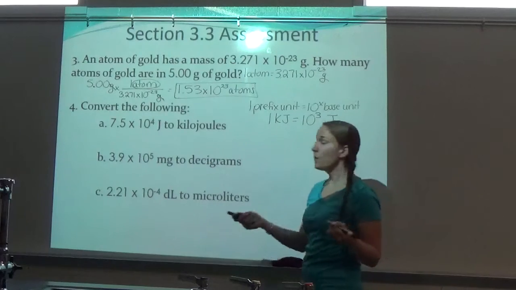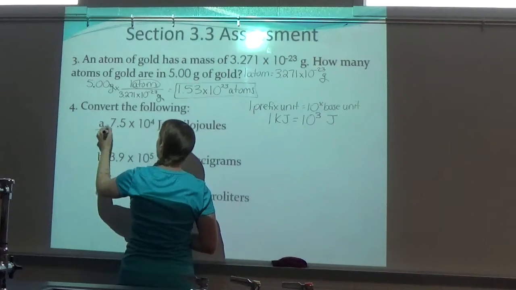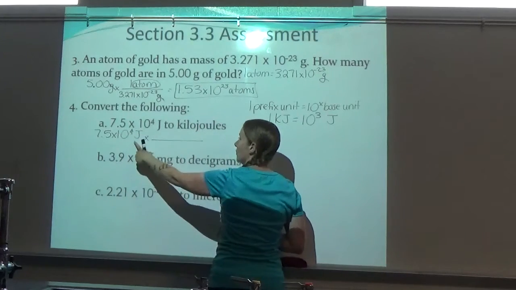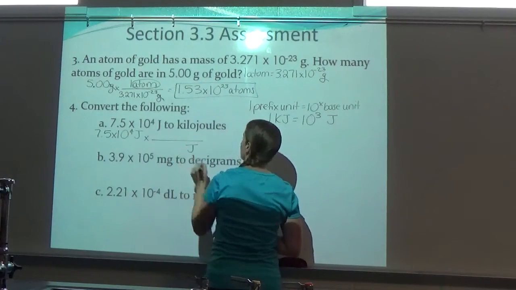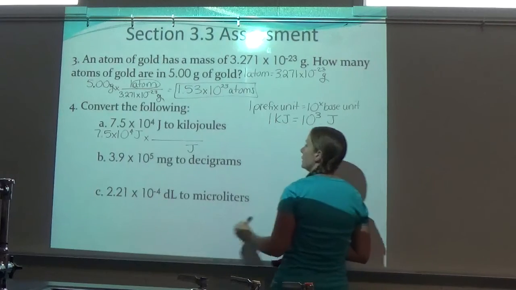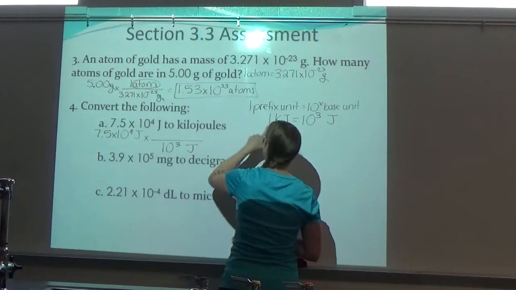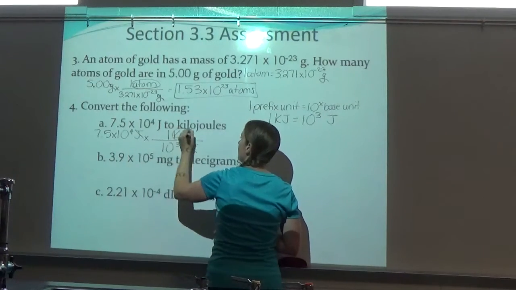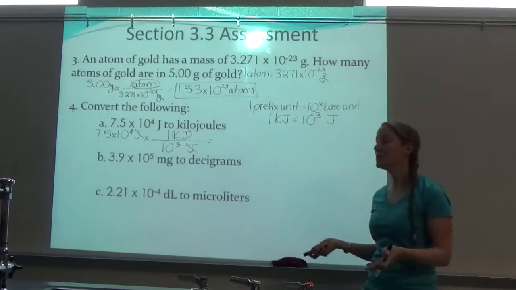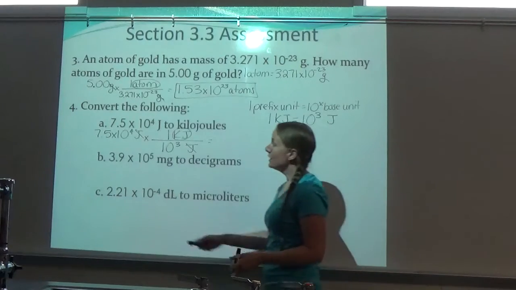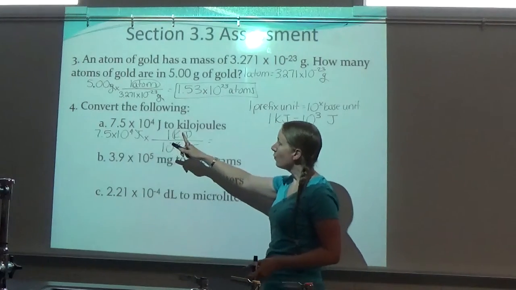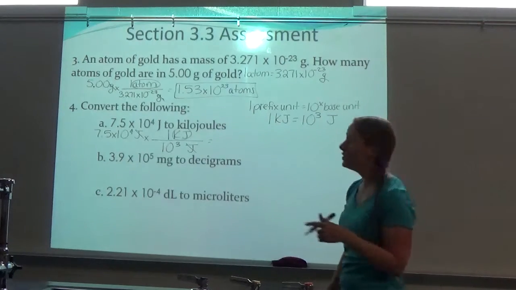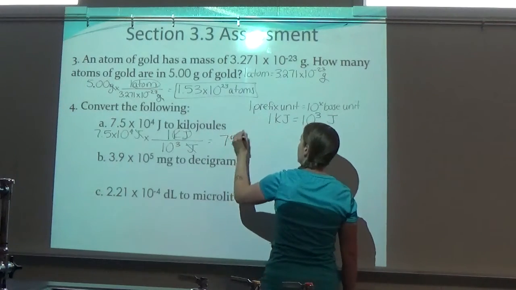All right, so we start with what we know. We have 7.5 times 10 to the 4 joules. Golden rule says if joules is on top, joules goes on bottom. I look over here, it's 10 to the 3 joules equals 1 kilojoule. So joules cancel, I'm left with kilojoules, which is what I want, so I know I can stop the problem. Then I just do 7.5 times 10 to the 4 divided by 10 to the 3 because it's on bottom. And once I do that, I get 75 kilojoules.